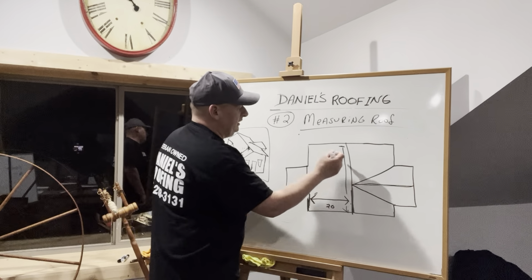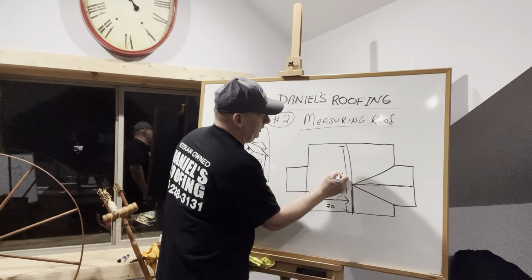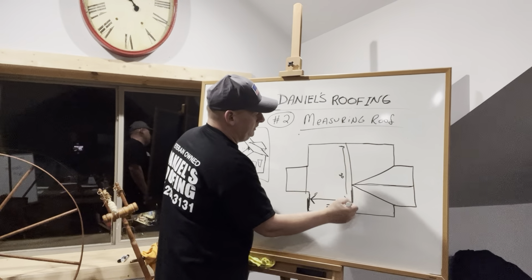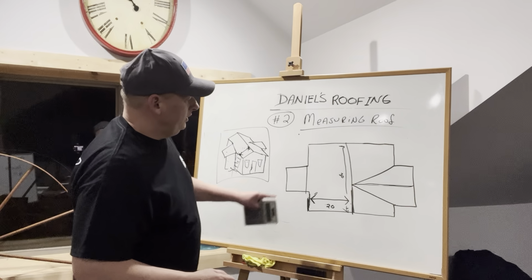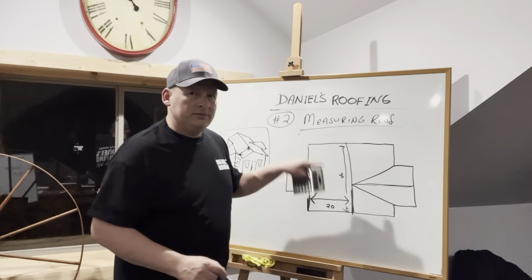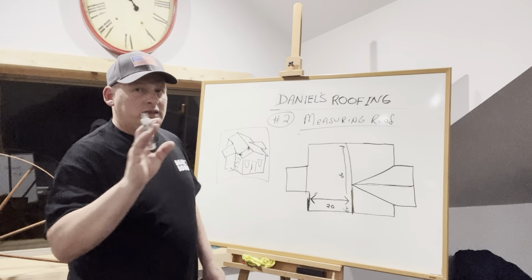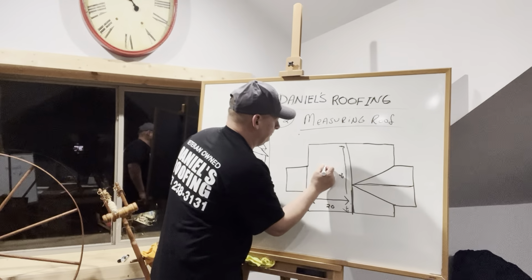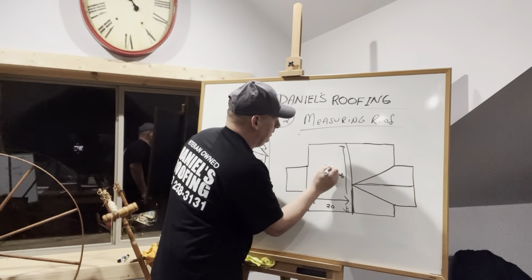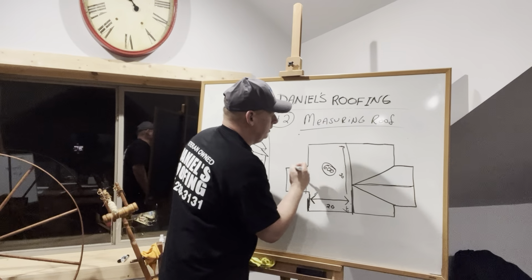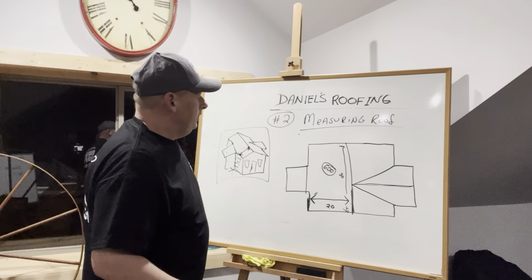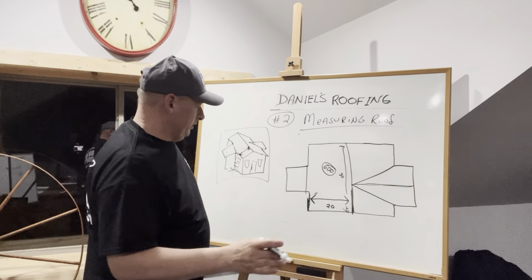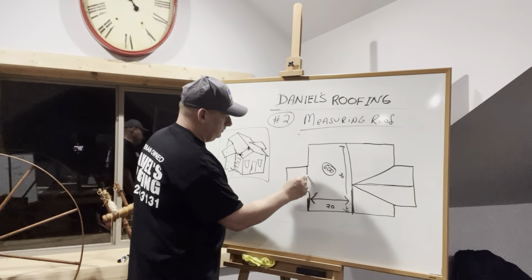So let's pretend this is going to be 30. From here to here is 30 feet. From here to here is 20 feet. So 20 times 30 is 600. So what I normally do is draw a little circle around that number. Okay, and then we're going to do the porch, which is right here.